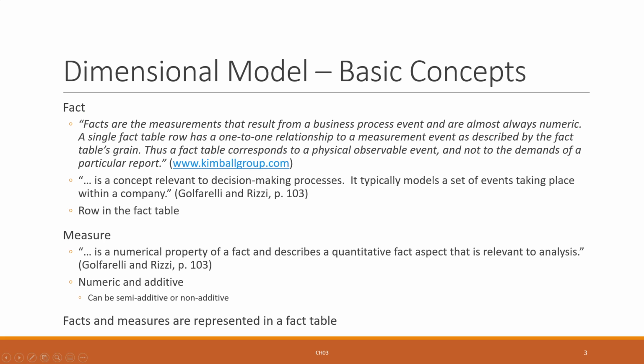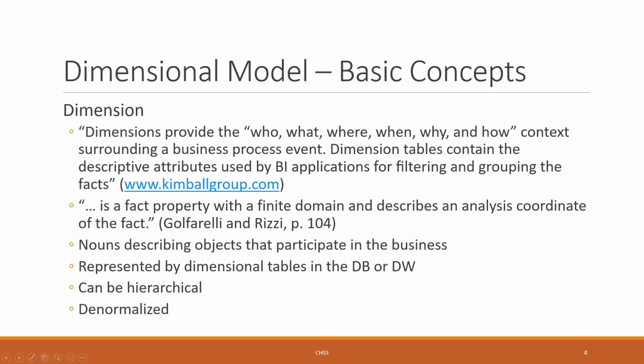Right. Now, a measure is like what I mentioned at the last part, how many is sold on that one particular sale and how much money was made. So this is the numerical property of a fact, and it describes something that is relevant to the analysis. Typically, it's numeric and additive. Combined, facts and measures are represented in a fact table. All right. We'll come back to this later. It's going to make more sense as we go through some examples.